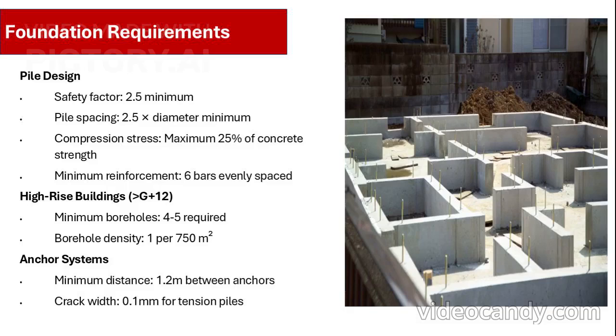In high-rise buildings, above G+12, a minimum of 4 to 5 boreholes is required, with a borehole density of 1 per 750 square meters. For anchor systems, maintain at least 1.2 meters between anchors, and for tension piles, the maximum allowable crack width is limited to 0.1 millimeters.